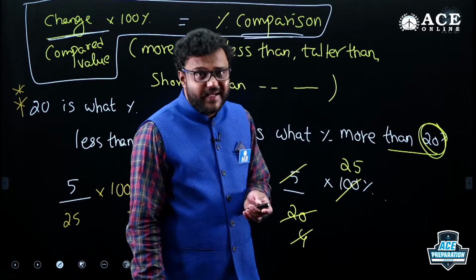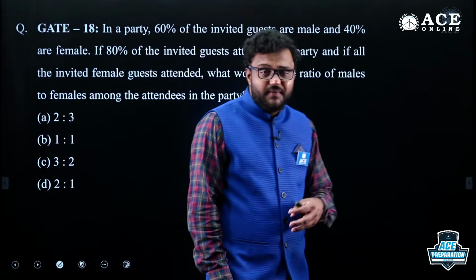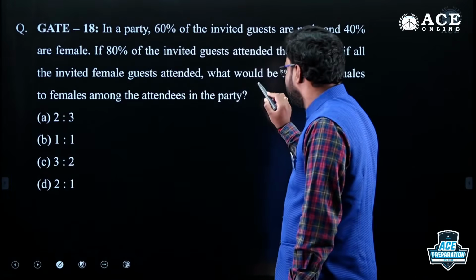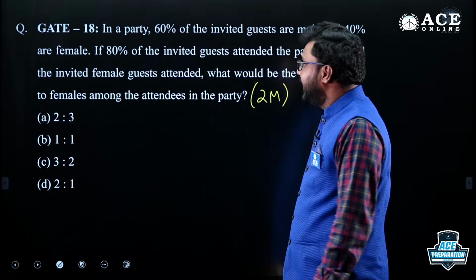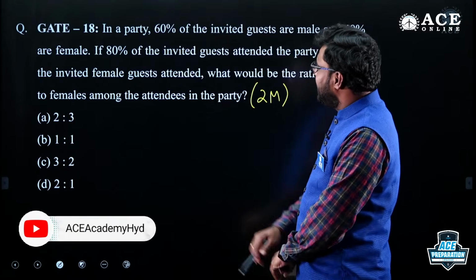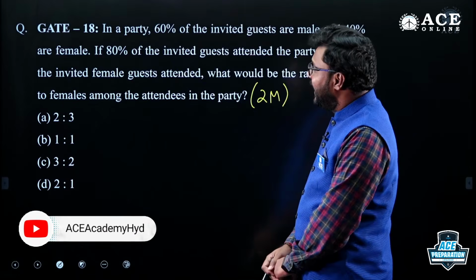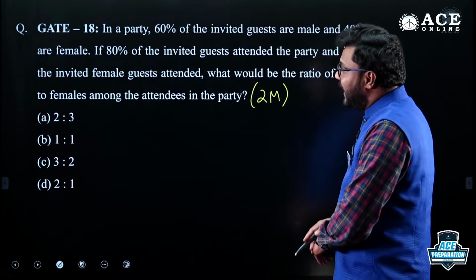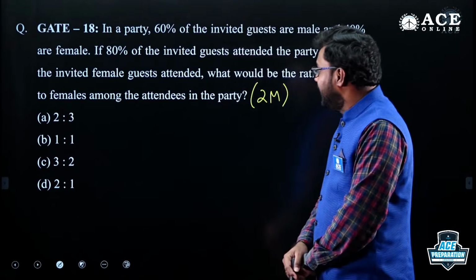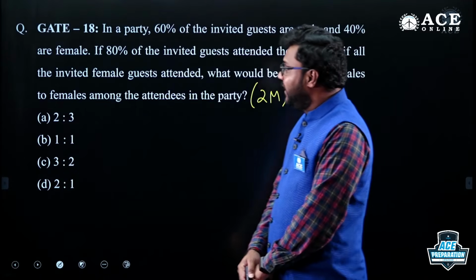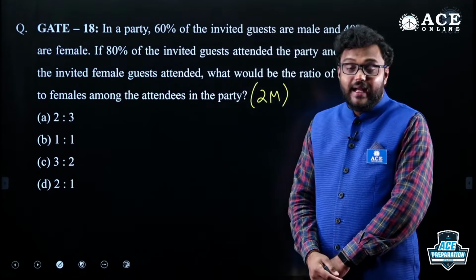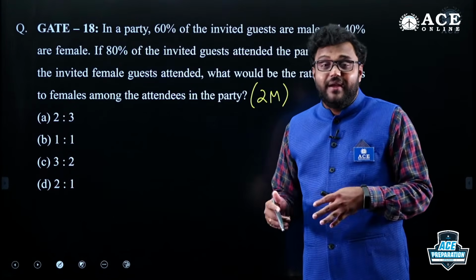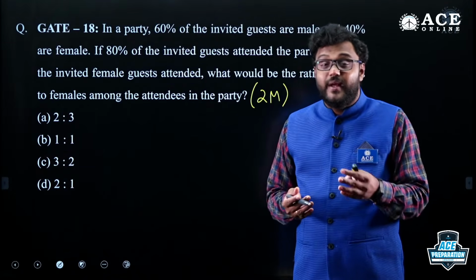Now see the questions, how they are in the basics. See the first question, given in previous GATE 2018, and this is a 2 marks question, my dear friends. Here they mention: in a party, 60% of the invited guests are male and 40% are female. If 80% of the invited guests attended the party and if all the invited female guests attended, what would be the ratio of male and female among the attendees in the party? Among attendees, they are asking the male and female ratio. See, in percentages, you have an advantage. When things are unknown, we can assume.